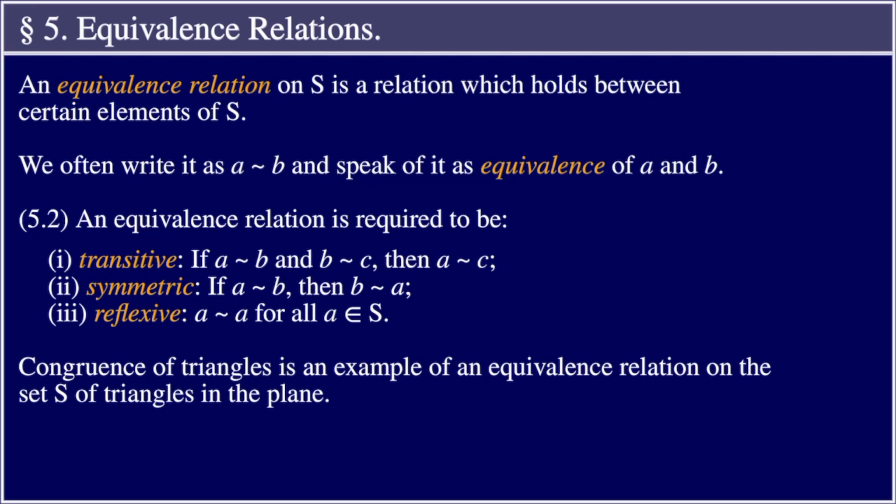An equivalence relation on S is a relation which holds between certain elements of S. We often write it as a ~ b and speak of it as an equivalence of a and b. 5.2. An equivalence relation is required to be: 1. Transitive. If a ~ b and b ~ c, then a ~ c. 2. Symmetric. If a ~ b, then b ~ a. 3. Reflexive. a ~ a for all a in S. Congruence of triangles is an example of an equivalence relation on the set S of triangles in the plane.